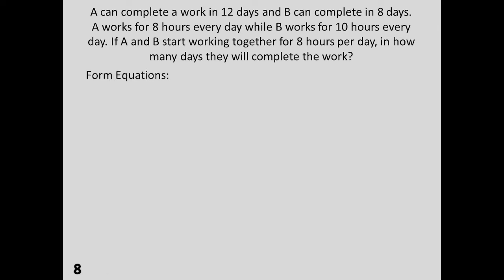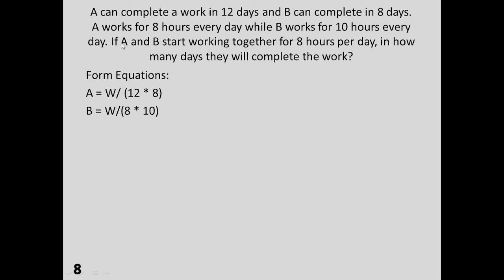Now if we write A's productivity as A is equal to W by 12 and B's productivity as B is equal to W by 8, it would be wrong because they are working different numbers of hours per day. A is working for 8 hours every day and B is working for 10 hours every day. So we have to take both days and hours into account. So A is working for 12 days into 8 hours every day. So the total number of hours that A has worked is 12 into 8. Similarly for B, it is 8 into 10.